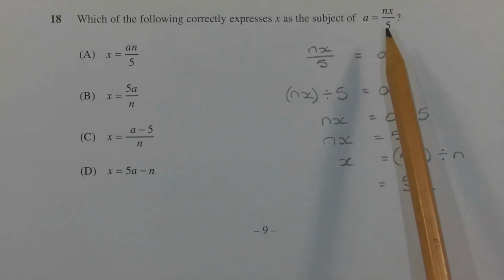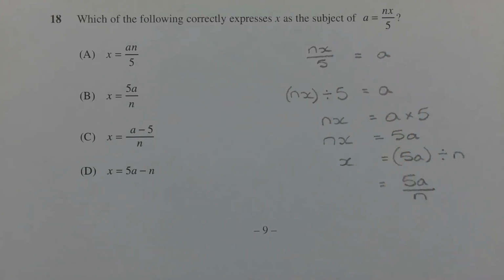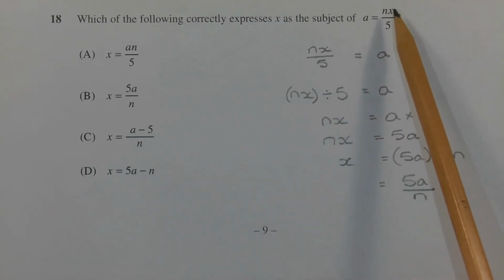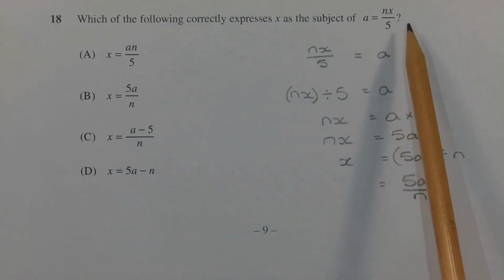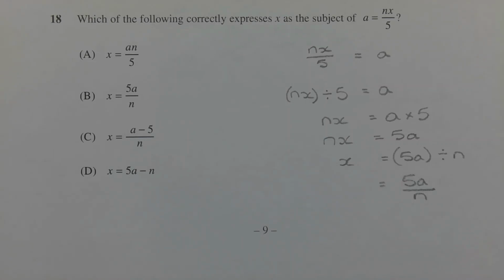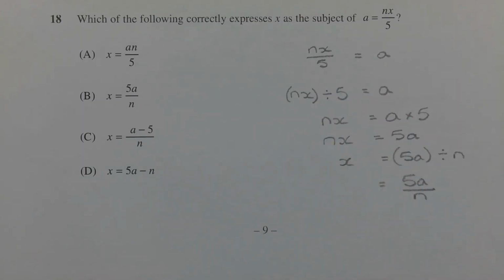Now, being an equation, the left-hand side is equal to the right-hand side. That also means the right-hand side is equal to the left-hand side. So it doesn't matter which order we write this equation. And since we want the x to be on its own on the left-hand side, I'm going to start off by rewriting this equation, just swapping both sides around, since one side is equal to the other. So I'm going to write it as nx over 5 is equal to a.